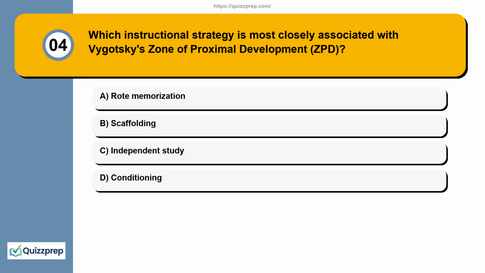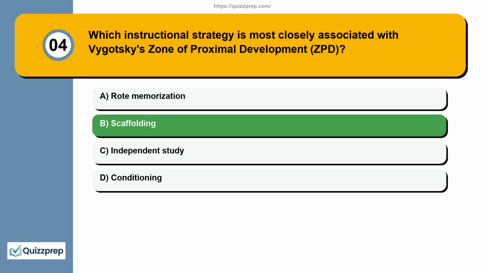Question 4. Which instructional strategy is most closely associated with Vygotsky's zone of proximal development, ZPD? Here are your options. Option A. Rote memorization. Option B. Scaffolding. Option C. Independent study. Option D. Conditioning.